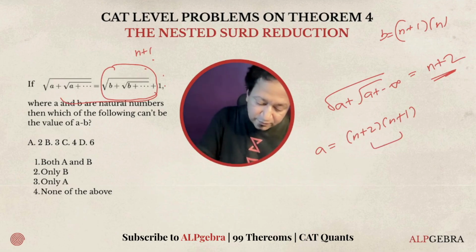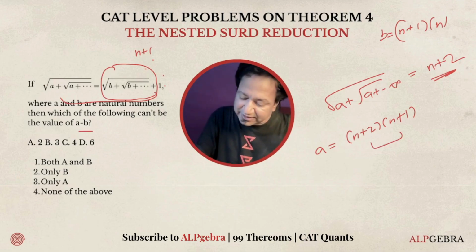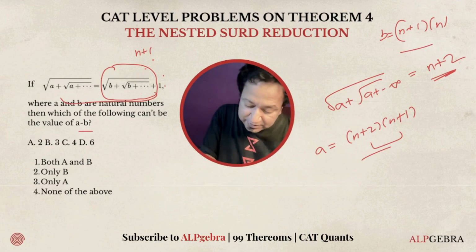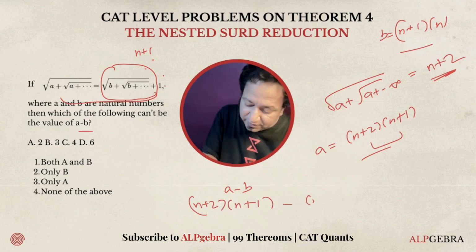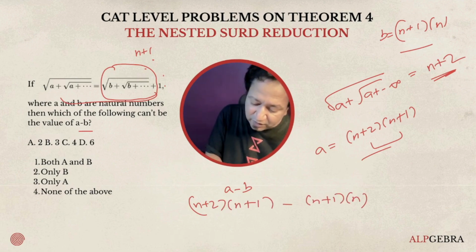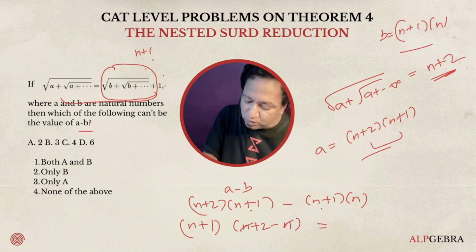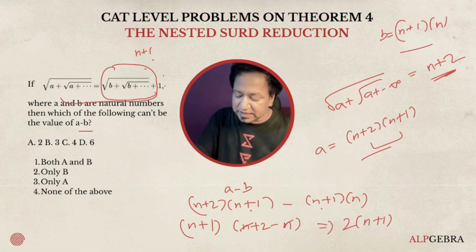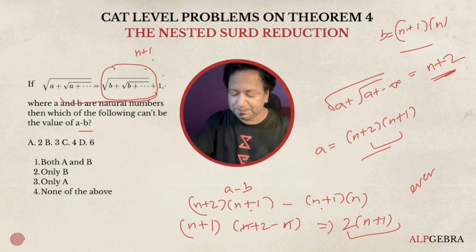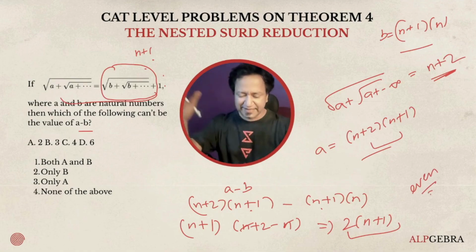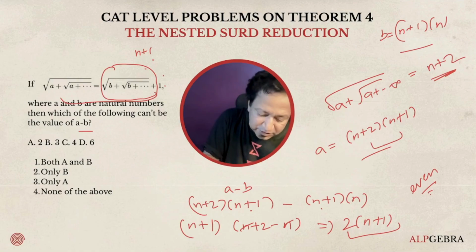Now, can't be the value of A minus B. So if I'm assuming this is A and this is B, then A minus B will be n plus 2 multiplied by n plus 1 minus n plus 1 multiplied by n. Let me take n plus 1 common from here and here. So I'm getting n plus 2 minus n, and n and minus n get cancelled out. So we have 2 times n plus 1. Guys, this will always be even. Twice of n plus 1, a multiple of 2, is always even. So A as 2, C as 4 and D as 6 are possible, and B is obviously not true.